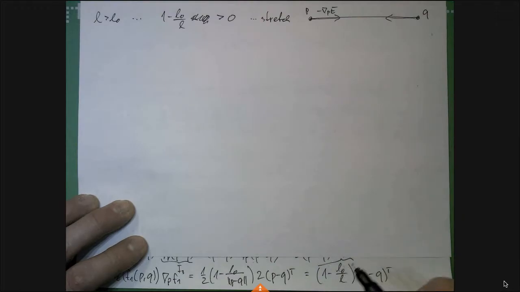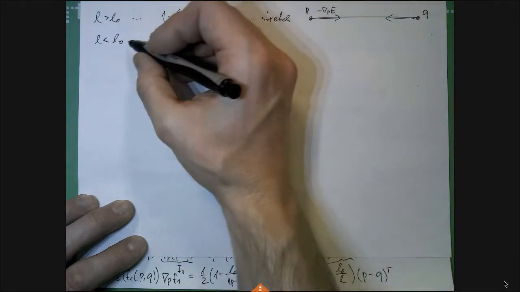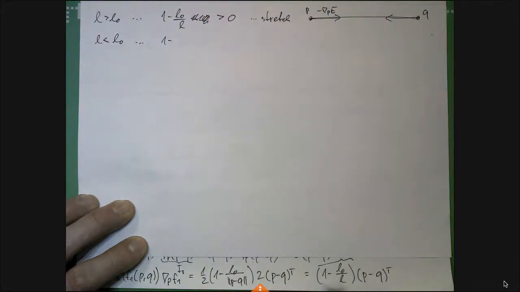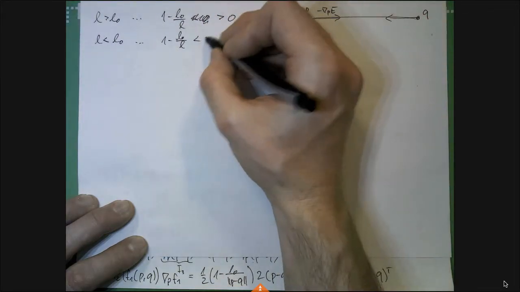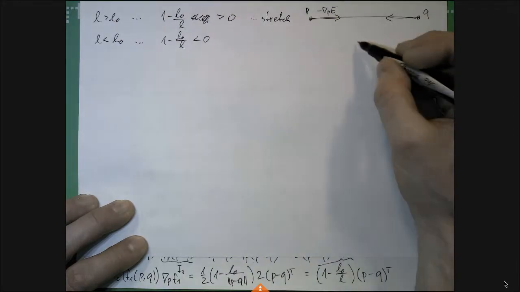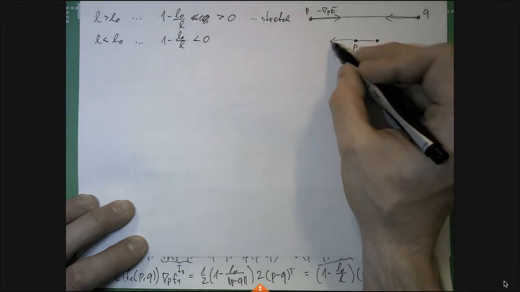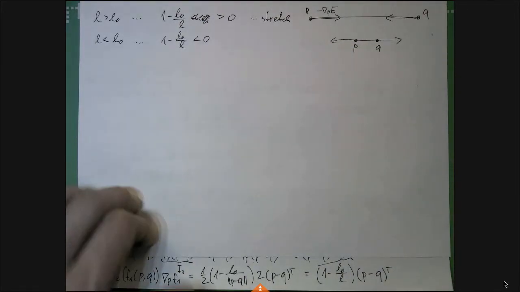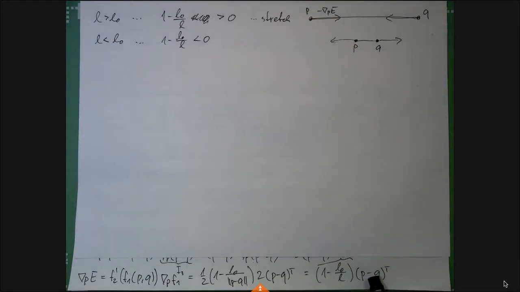Now, if I have compression, so if my current length is smaller than my rest length, then this expression, the coefficient here, becomes less than 0. And that means it's pointing the other direction. That's this case. If I compress the spring, then the forces are pointing away. It always wants to go back to the rest pose. So indeed, this expression does what we would expect from forces to do. So the differentiation indeed works.